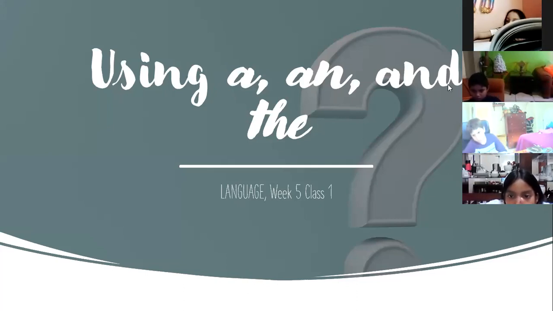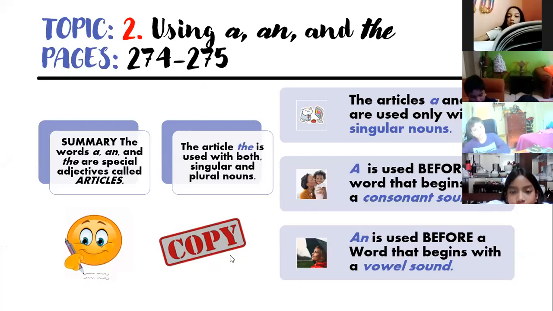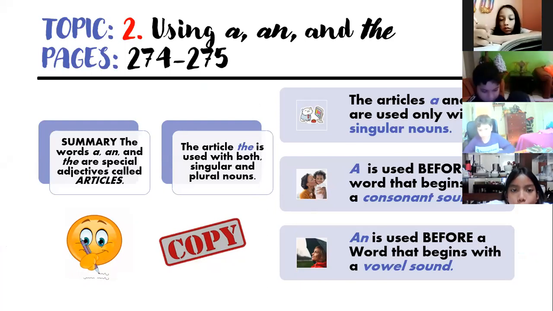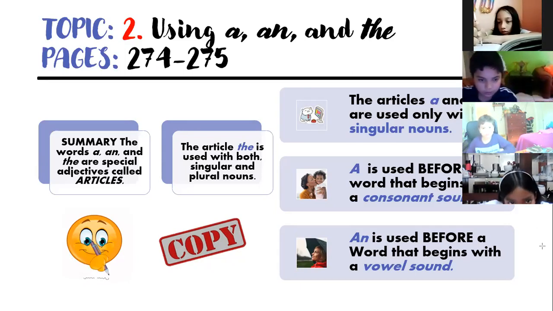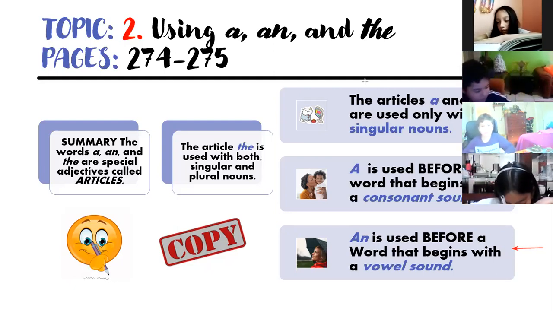It's our topic today. We're going to work with articles. Let's copy these. The articles a and an are used only with singular nouns. Copy these, please. This is what I need you to copy. The article a or an is used only with singular nouns.